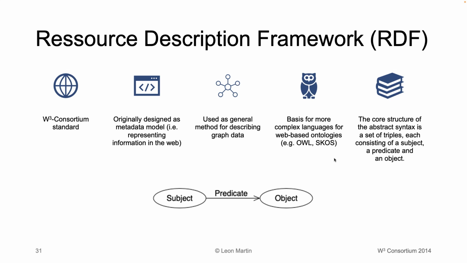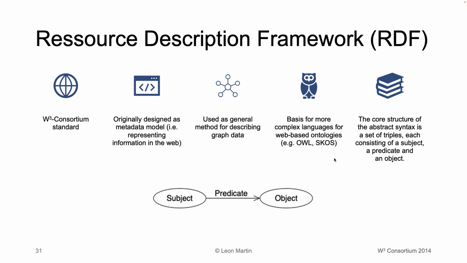This is the so-called Resource Description Framework I was talking about earlier. It's from the World Wide Web Consortium, in which Tim Berners-Lee is also active. It was originally designed as a metadata model for the representation of information on the web. It is now used as a general method for describing graph data. And it is the foundation used in more complex languages for web-based ontologies like OWL or SHACL. And you find it everywhere where graphs are.